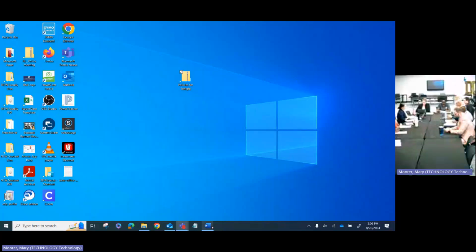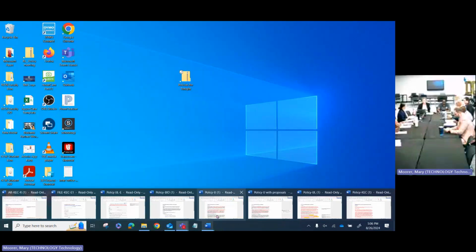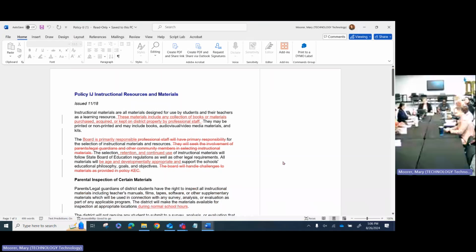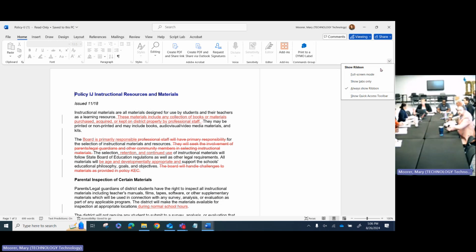Ms. Graham? Thank you. As you mentioned, we have quite a number of policies that need to be updated based on the new SC Department of Education Regulation 4317. That is where most of these recommendations come from. We are going to start with policy IJ, instructional resources and materials. Anything that you see redlined in the policies are recommendations from SCSBA for the new model policy. As we go through them, I will clarify some of the district's recommendations.